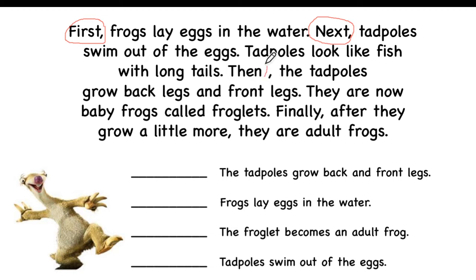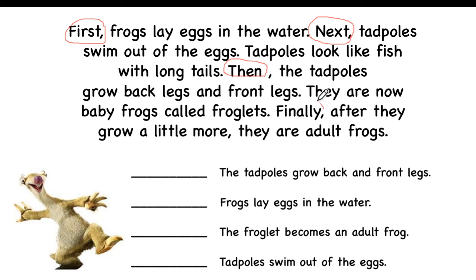What happened to the tadpoles then? They grow back legs and front legs. So let's go from the beginning. What happens first? Frogs lay eggs in the water. What happens next? Tadpoles come out from the eggs. What happened then? Tadpoles grow back legs and front legs. They are now baby frogs called froglets.